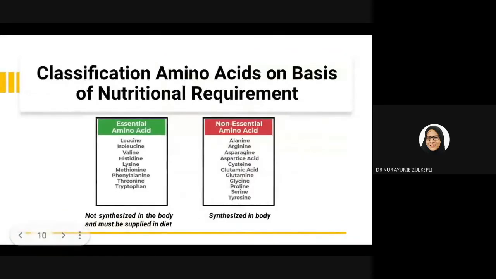So let's look first at how it is classified based on nutritional requirement. You have to know that there are two types of nutritional requirement, essential and non-essential amino acids. An essential amino acid is a group of amino acids that is not synthesized in our body, so we have to obtain it from our diet. So this is the type of essential amino acid. And a non-essential amino acid is a group of amino acids that is already synthesized in our body. Okay, so this is the type of non-essential amino acid.